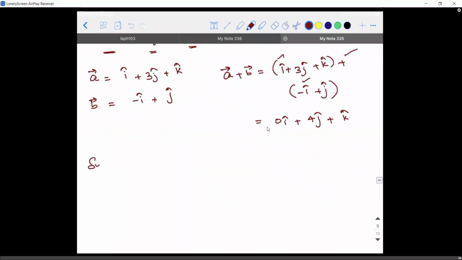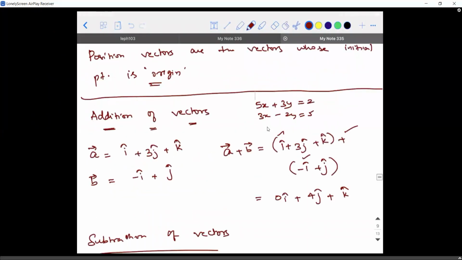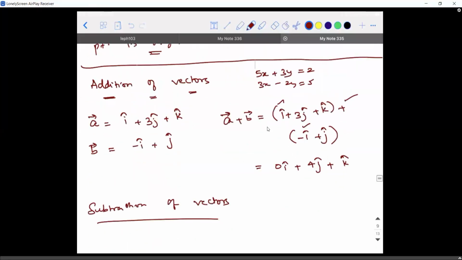Next is subtraction of vectors. Sir, yeah, tell me. Sir, does 0 i cap have any value? No, it doesn't have. I just wrote it. So the final answer here is going to be 4j cap plus k cap. That's it. I'll explain the significance of what we have done later. Okay. All these additions have some significance, which I'll tell you slowly as time progresses.